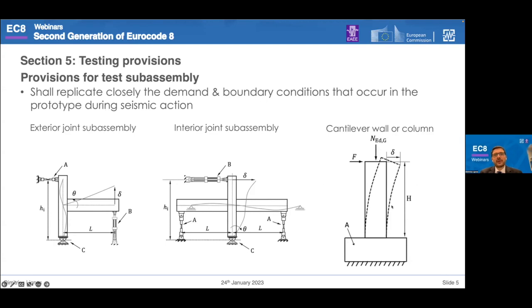Or in the case of a cantilever wall system or a column, again, some typical configurations are provided, including some guidance on how these configurations should be mounted on the laboratory floor system to essentially minimize the influence of the boundary here noted with letter A, so as the experimental results, let's say, are deemed to be reliable.